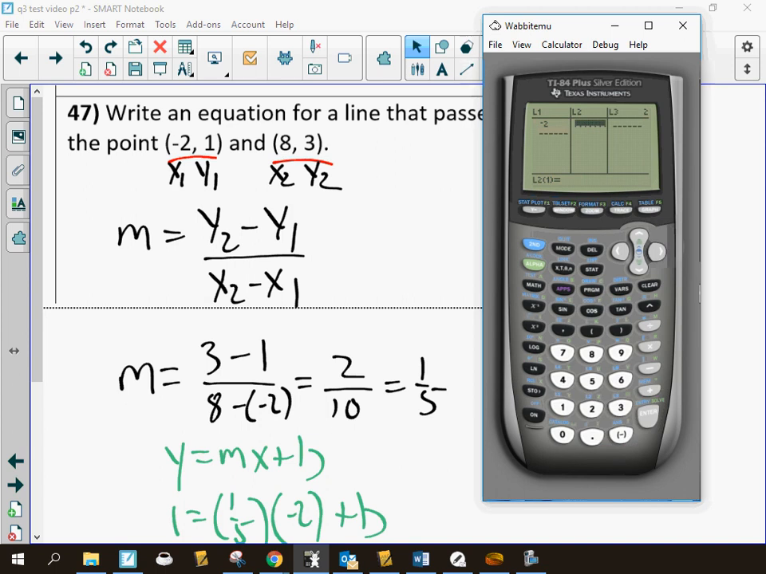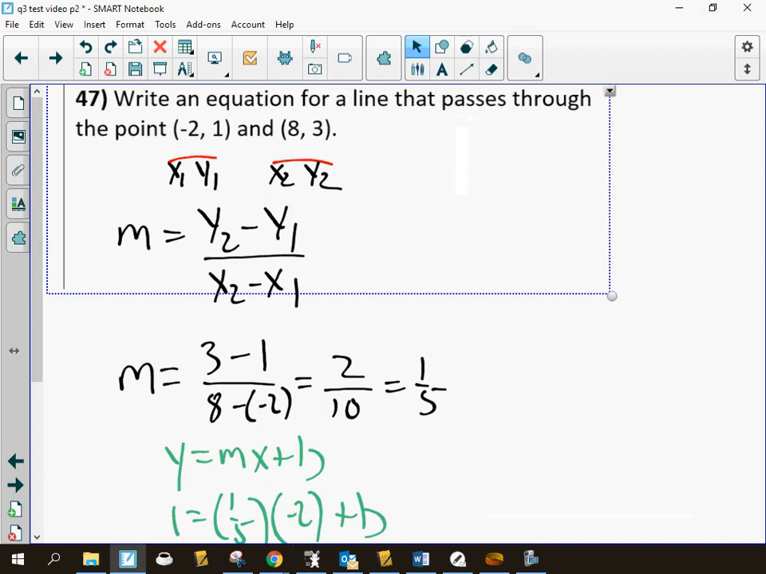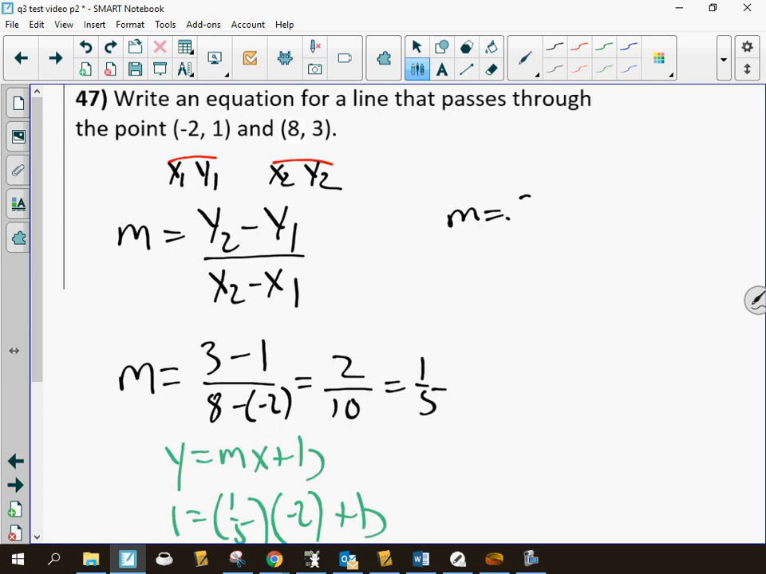Well, they gave us 2 points, so we can have the calculator find the line of best fit between these 2 points. What it'll do is calculate the line of best fit, and it'll give us exactly the same thing. Now you can say, but Mr. Tyler, it didn't give us the same thing. It says the slope is 0.2, according to the calculator, and b was 1.4.